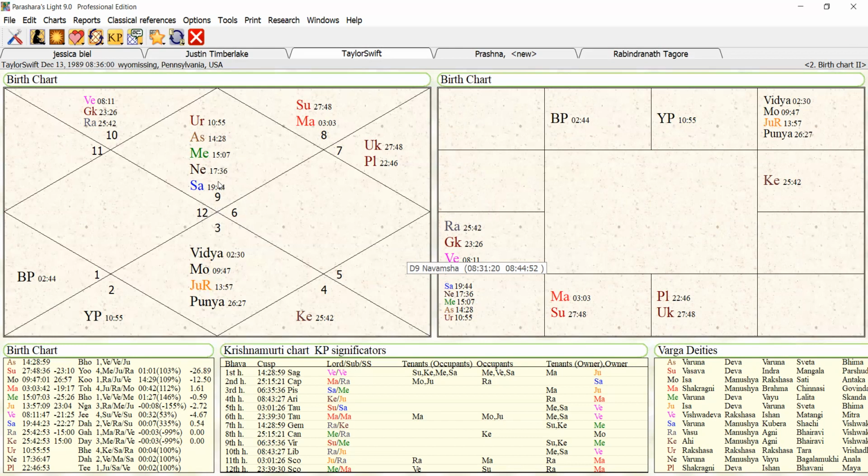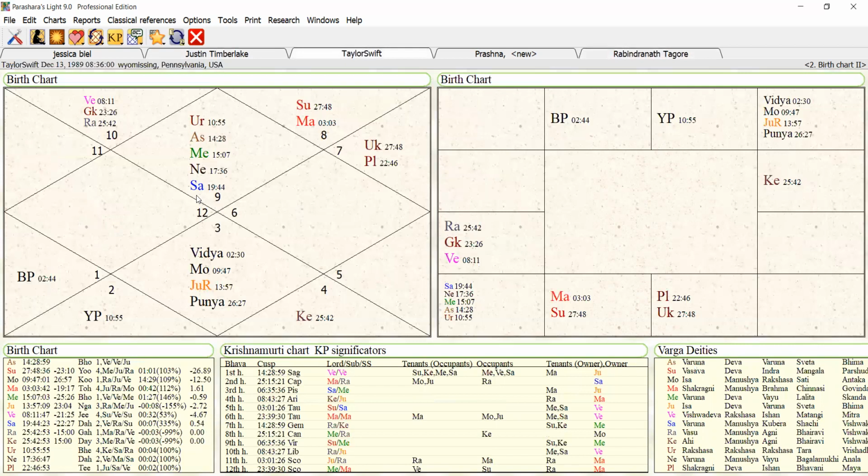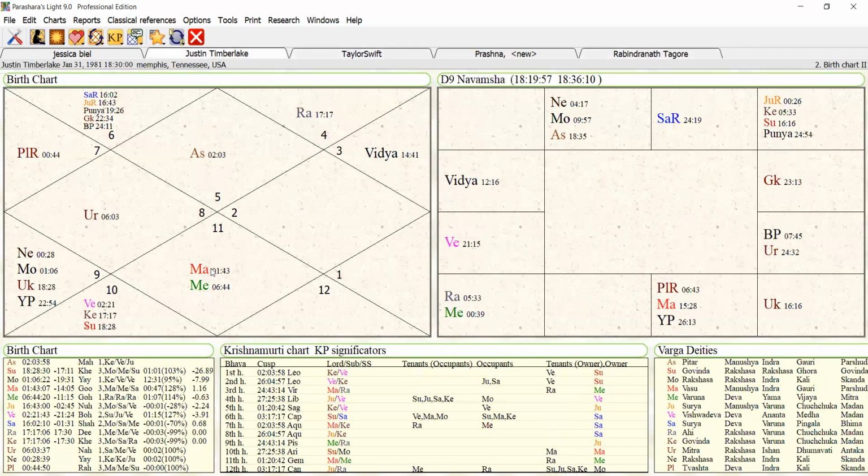Why? Because it happens between the Lord of a Kendra and a Lord of a Trikona. Go back to Rabindranath Tagore's chart. The Lord of a Kendra, the Lagna, and the Lord of a Trikona. Okay. Taylor Swift, the Lord of a Kendra, in this case, the seventh, the Lord of a Trikona, the first. Let's see Justin. What's Justin got going on? His is the Lord of the second and the seventh. So that's not the same.